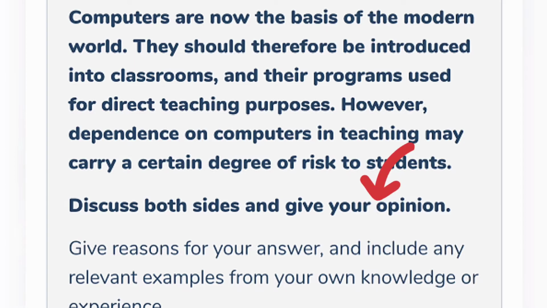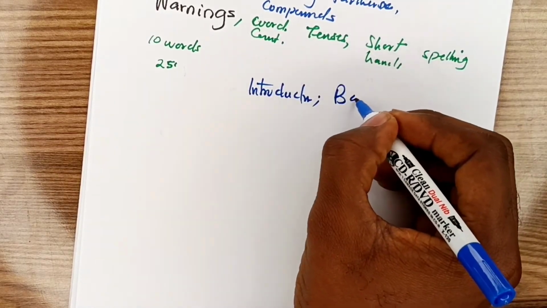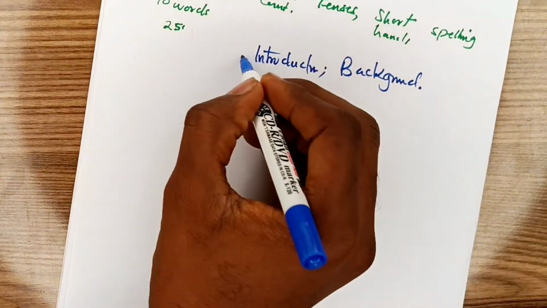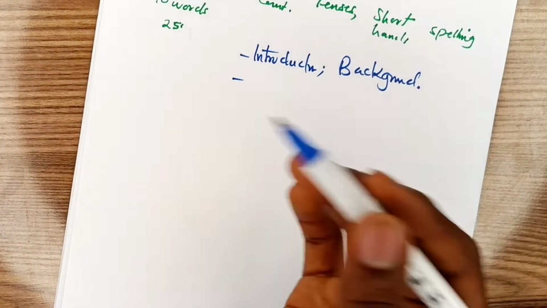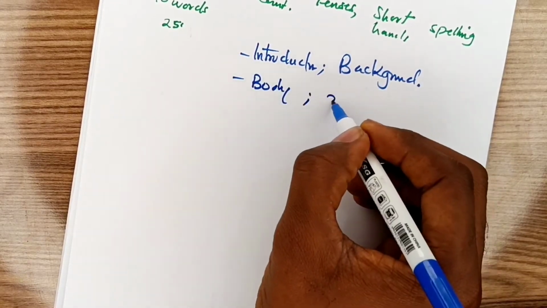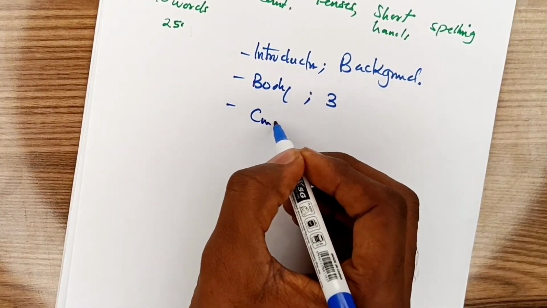Now, as you know, every essay in the English language should have what? An introduction. Some people call this introduction the background statement. It should also have paragraphs, or what they call the body. Let's say three paragraphs or two, depending on the amount of paragraphs you can generate from the question. And then finally, a conclusion.